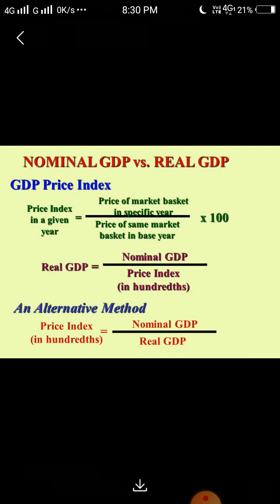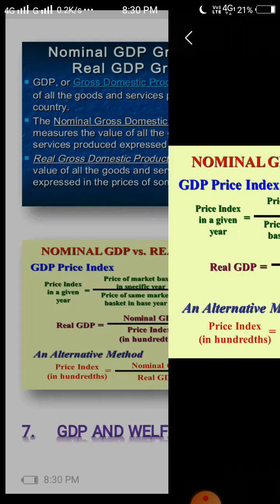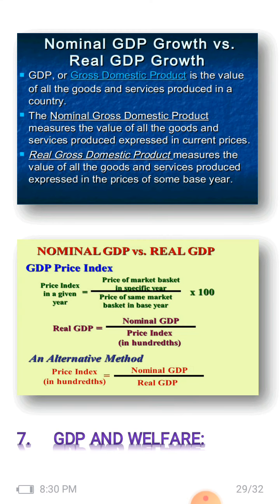GDP price index is given here: the price of a market basket in a specific year over the price of the same market basket in the base year times 100. Real GDP is nominal GDP upon price index times 100. As an alternative method, price index times 100 equals nominal GDP upon real GDP. So we have understood all these things.